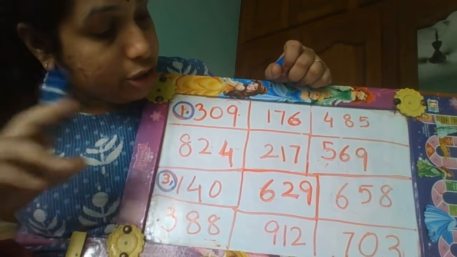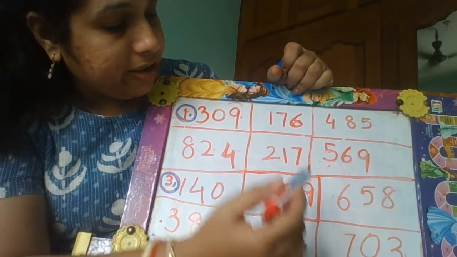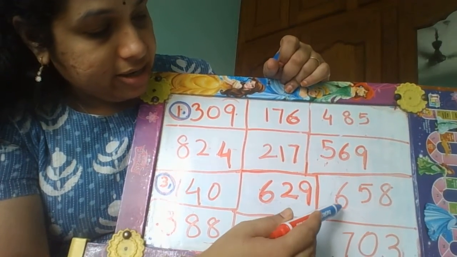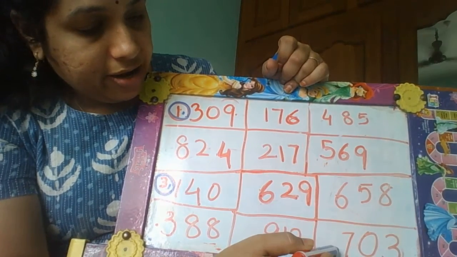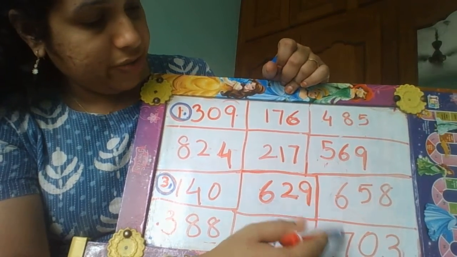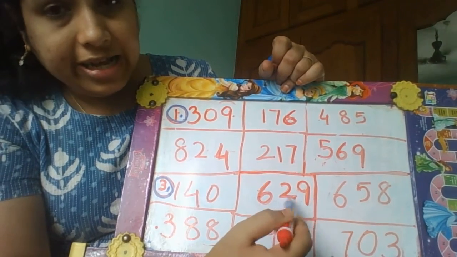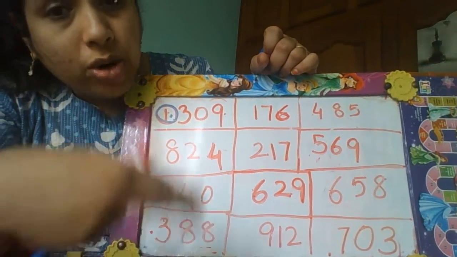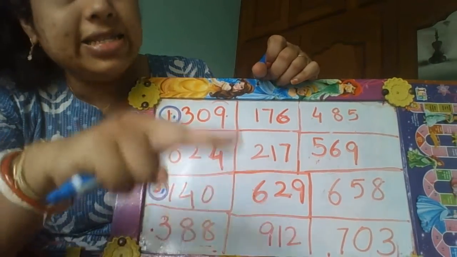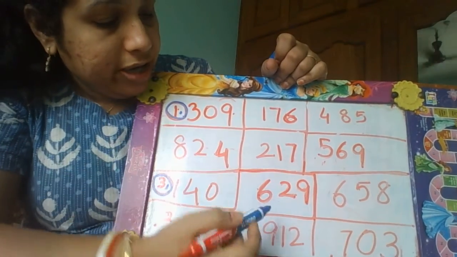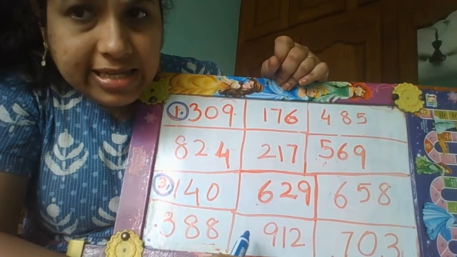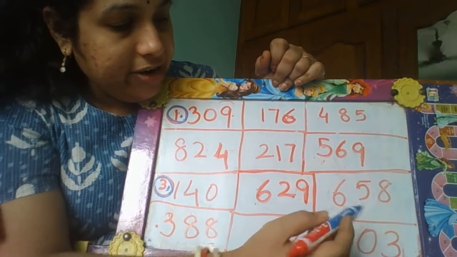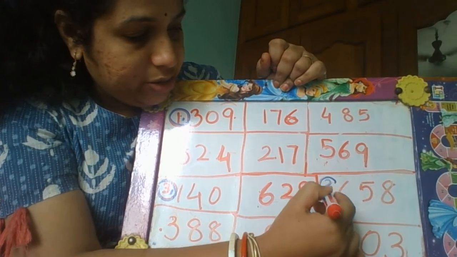So now what are we going to look for? It should be more than 650, so we have to check the 600s. 629, 658, 703. So the number should be within these three. But the question is, it is more than 650 and less than 700. 629, is it more than 650? No. So it is 658. This is number 2.